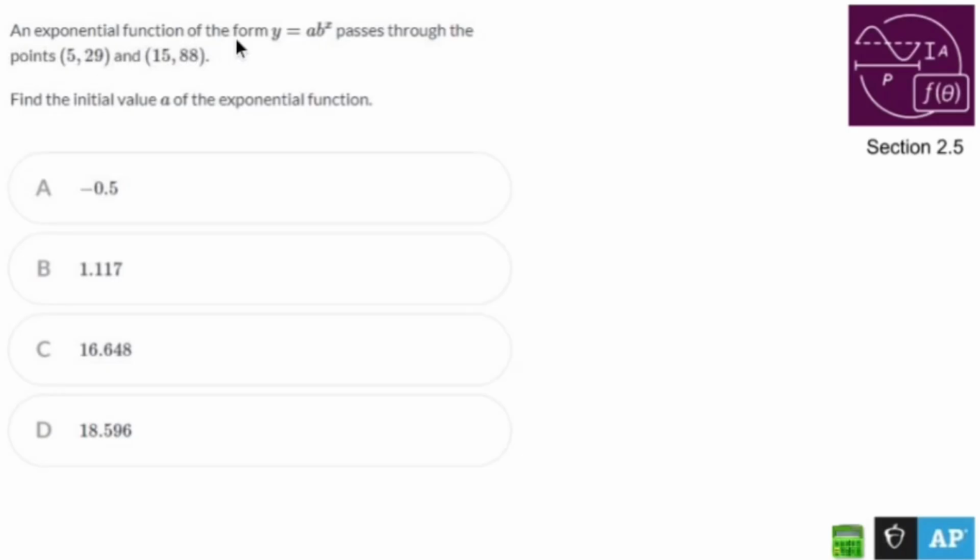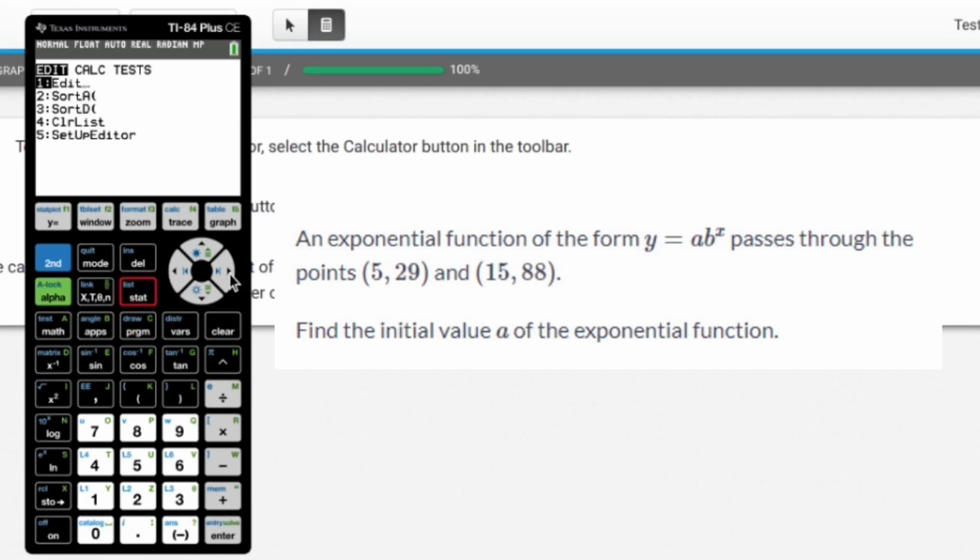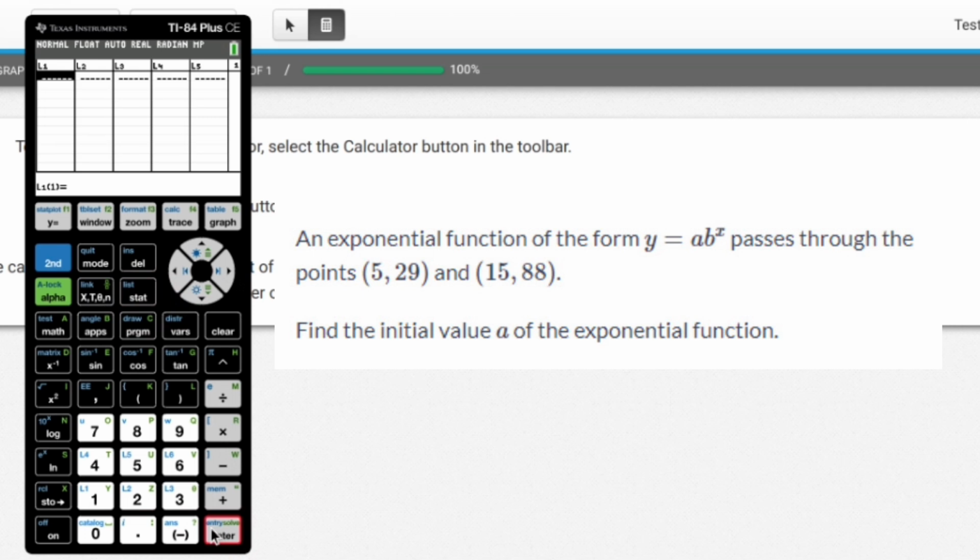An exponential function of the form y equals a times b to the x passes through the points 529 and 1588. Find the initial value a of the exponential function. I'm just going to run to my calculator and do exponential regression using these two points as my two data points. So this one is a good old-fashioned exponential regression problem. Hit stat, hit edit. My two points are 529, enter, enter, and 1588, enter, enter. Quit out of it.